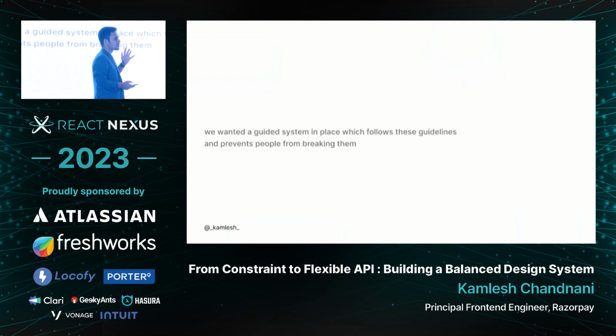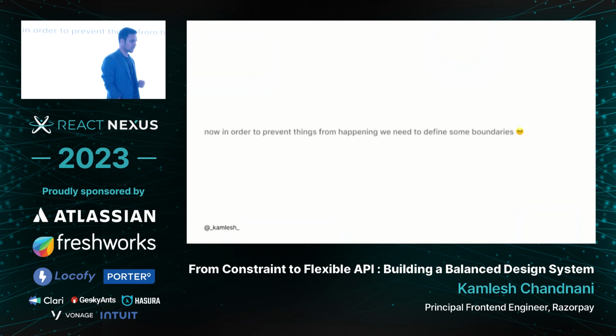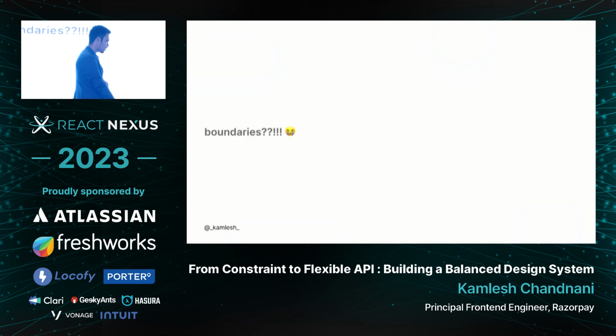So we wanted a guided system which would dictate these guiding principles, and help our developers and designers design the way we want our brand identity to look, and not just keep on thinking, okay, I want to do this, I want to do that. So now, in order to prevent certain things from happening, we would put some boundaries, right? Now it'll be like, come on, none of us likes boundaries, right?